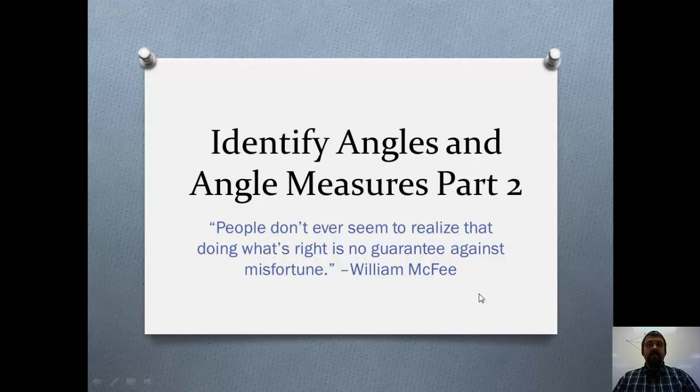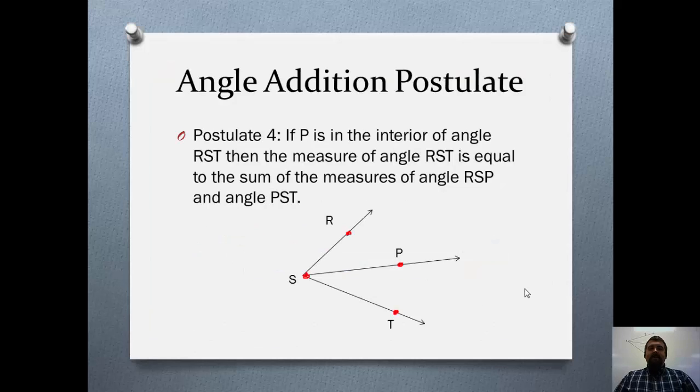Hello class, this is the continuation of angles and angle measures, part 2. Angle addition postulate. This is again a postulate, so that means it's a rule given without proof. You're just going to have to accept it for the way it is. What it's also saying is two adjacent angles, when added together, will equal a larger angle.